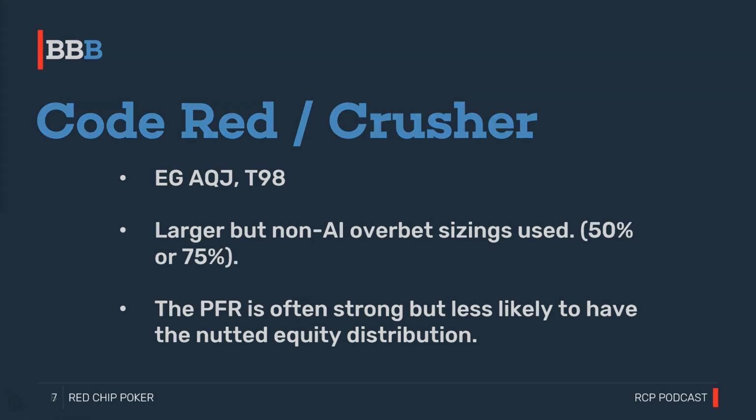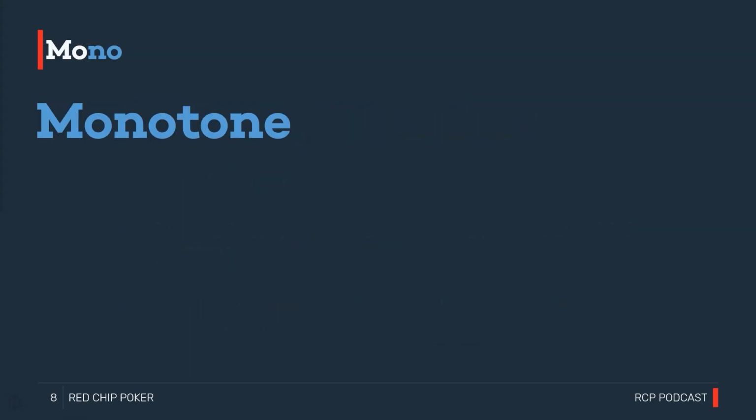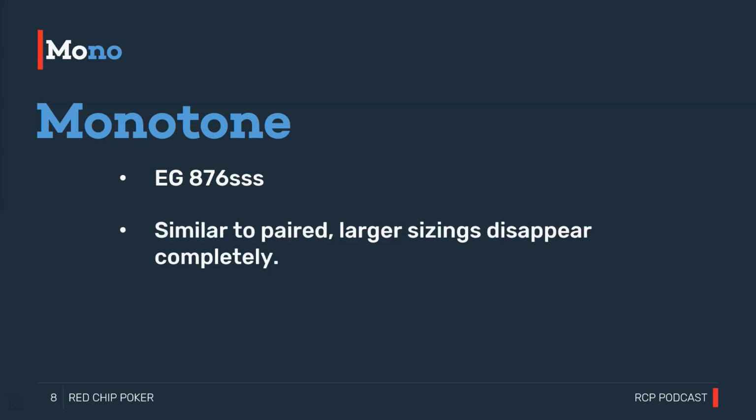Let's touch on one final texture. This is again fairly different from many of the other textures, and that is the monotone texture. So we have 3 cards, all of the same suit. So it could be something like 8-7-6, all of spades, or A-7-deuce, all of diamonds. These are very similar to paired textures strategically, in the sense that the larger sizings disappear completely. So if we're ever using an overbet sizing on a monotone texture, then we should just keep in mind that GTO-wise, that's incorrect. Doesn't mean it's always incorrect exploitatively, but GTO doesn't overbet on monotone textures.